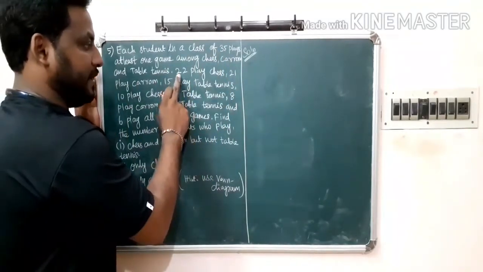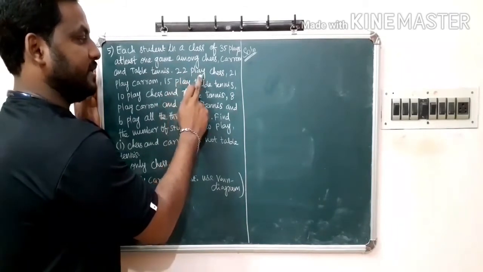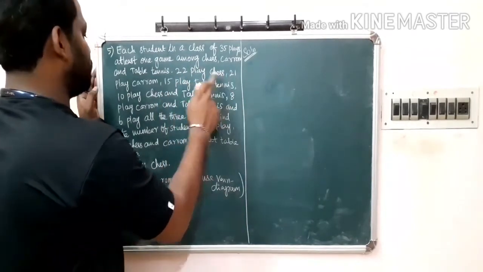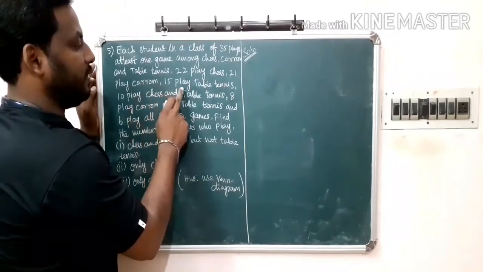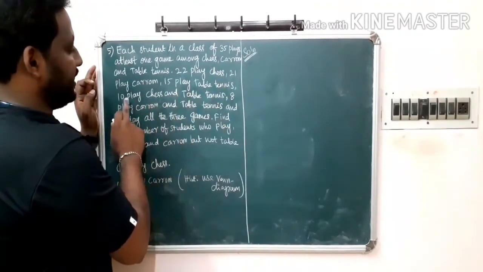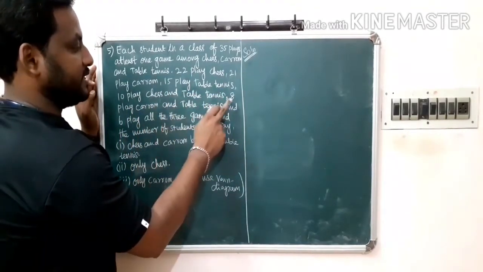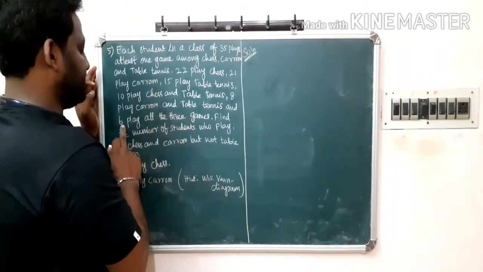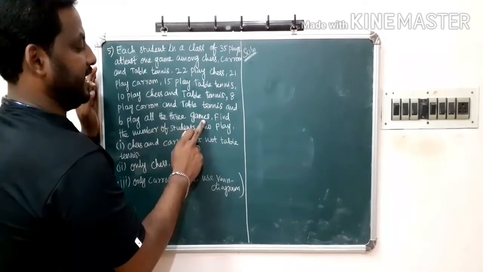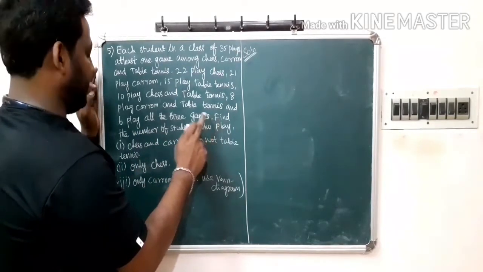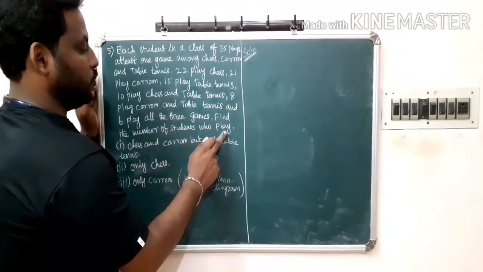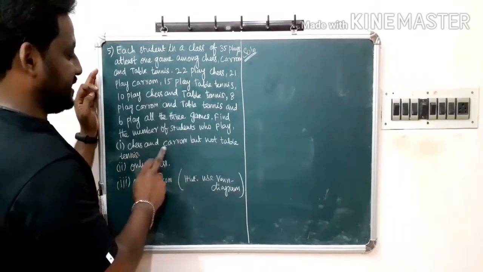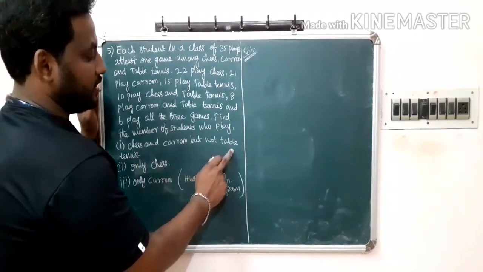Here it is given: 22 play chess, 21 students play carom and 15 play table tennis, and 10 play chess and table tennis, and 8 students play carom and table tennis, and 6 play all the 3 games. So we have to find out the number of students who play: the first question is chess and carom, but not table tennis.